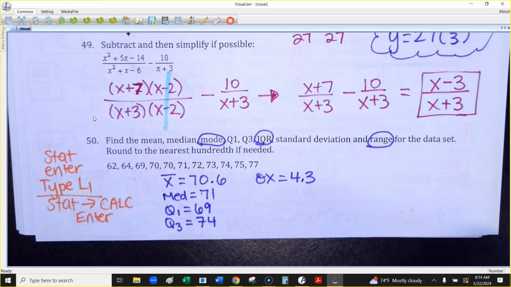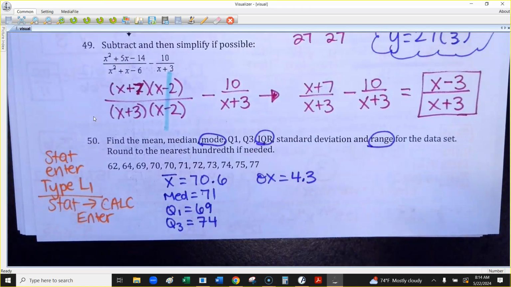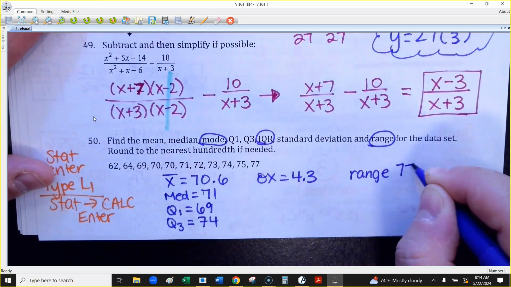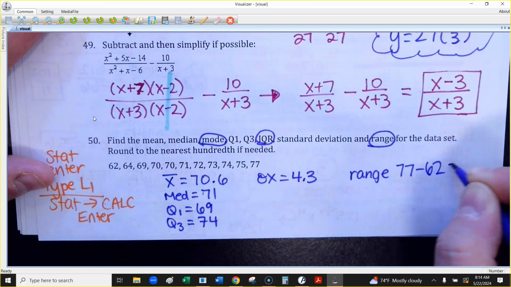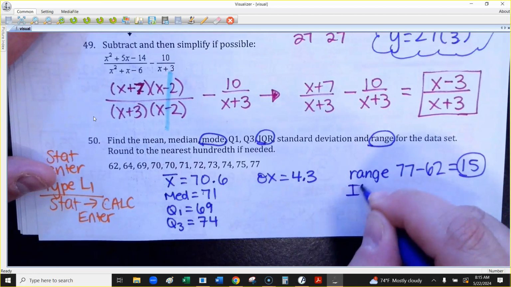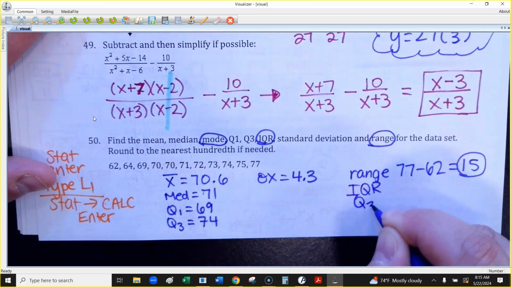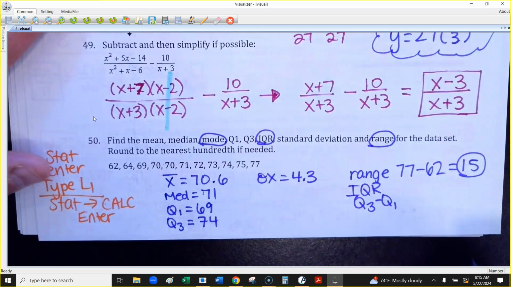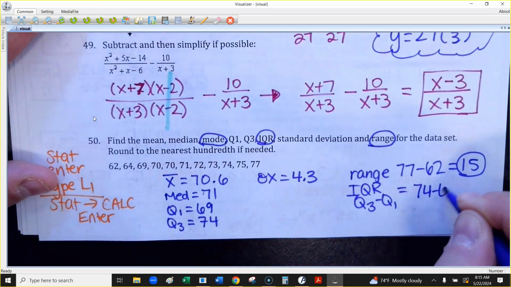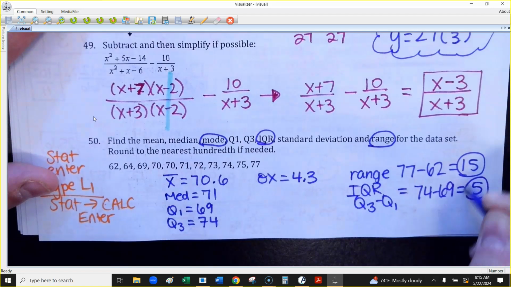So range is just your biggest number minus the smallest number. So for the range, we're just going to do 77 minus 62, which is 15. The interquartile range is Q3 minus Q1, which is going to give you 74 minus 69, which is just going to be 5.